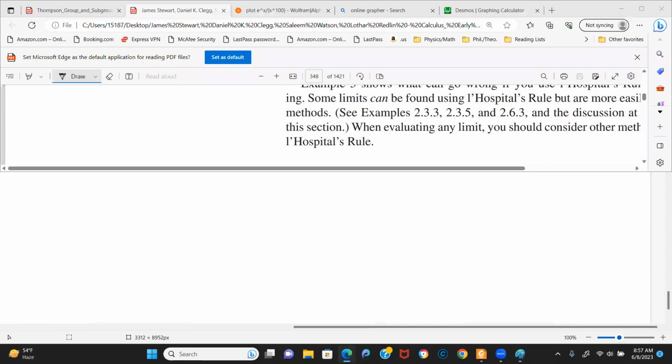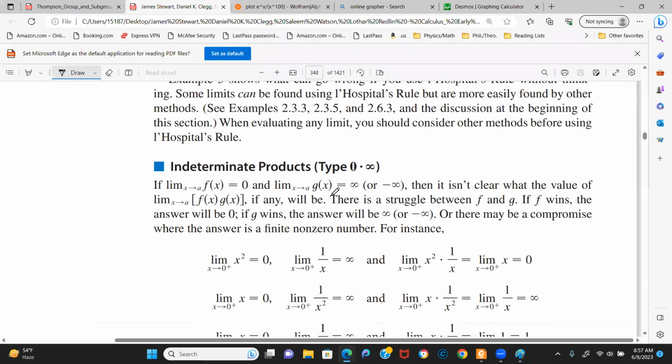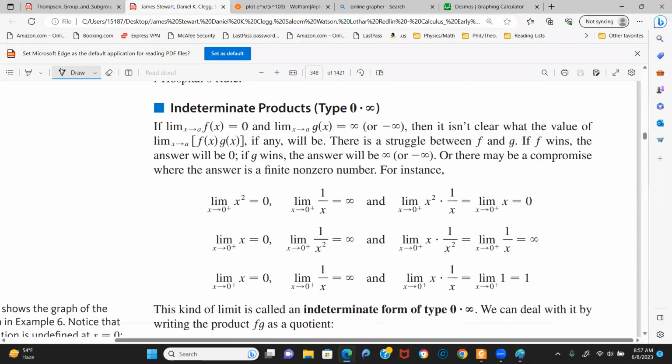So let's look at these other ones. This is called an indeterminate product. It'll be something of the form 0 times infinity. So we're going to imagine that the limit of f of x as x goes to a is 0, and the limit of g of x as x goes to a is infinity, or maybe even negative infinity. And we want to evaluate this product right here.